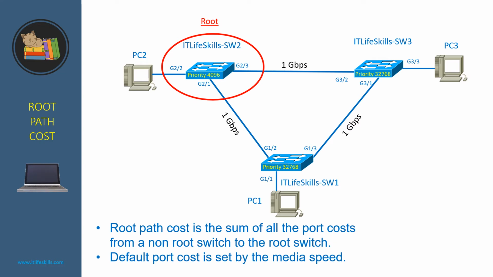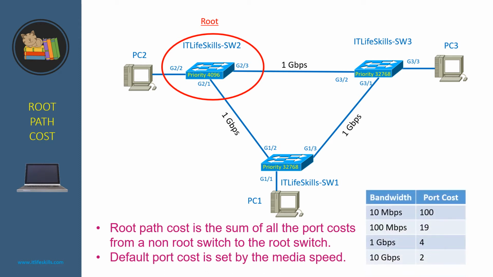STP also uses the concept of root path cost to build the spanning tree. Root path cost is the sum of all port costs from a non-root switch to the root switch. Default port cost is set by the media speed and it is given in this table. Please note that port cost is configurable. Root bridge always has the root path cost of 0.